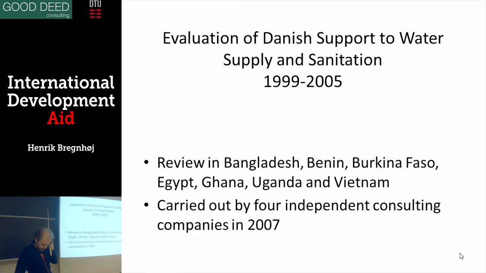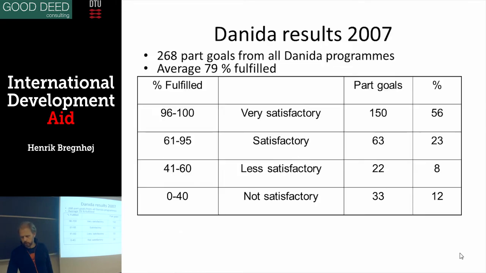Then the latest big review that was made, I mean, these were just some observations that I made, you could say. This was a big review made in 2007 where they looked at programs in Bangladesh, Benin, Burkina Faso, Egypt, Ghana, Uganda, and Vietnam, and from projects that have been running 1990 to 2005. This is the most recent we have of the Danish projects here. So they looked at all the 268 part goals that were set for these projects.